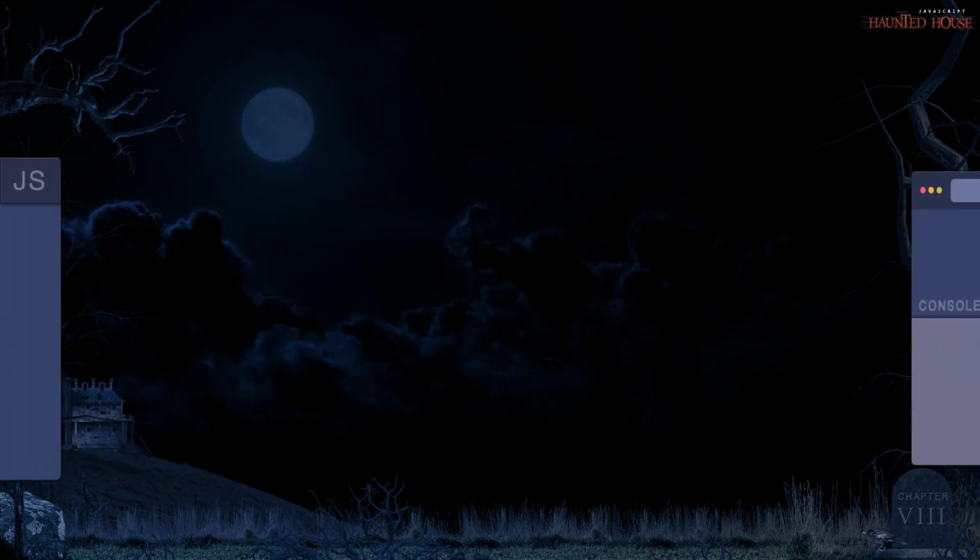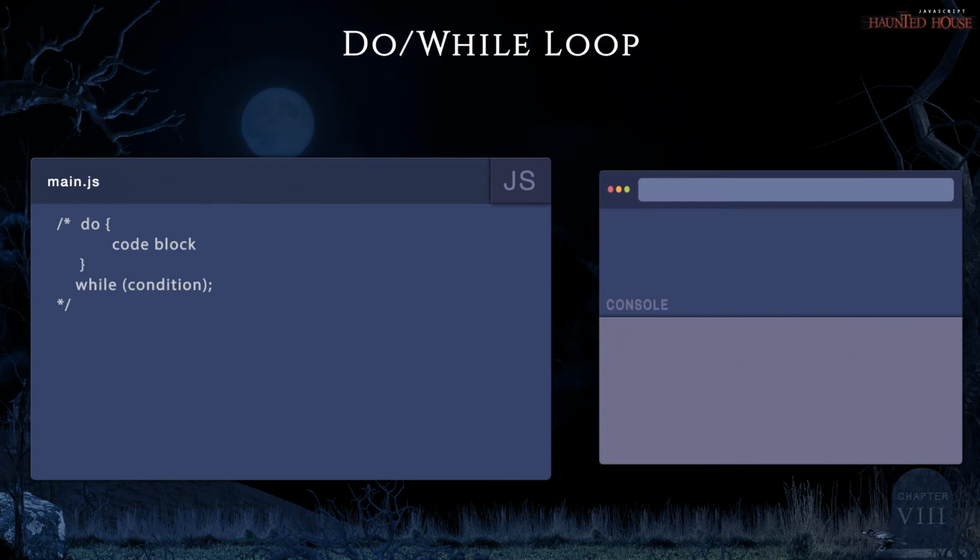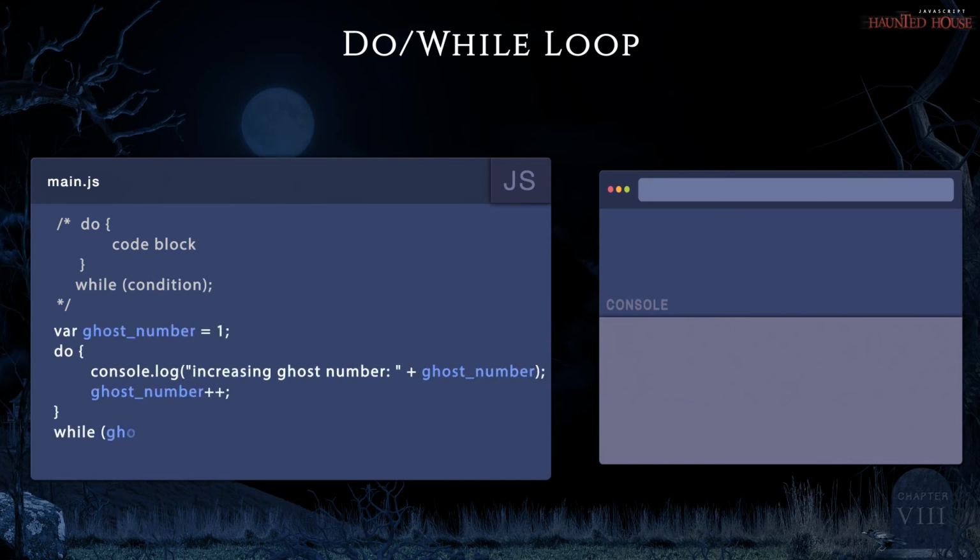Using the same example, increasing the number of ghosts in a house, let's see how a do-while loop works. In this case, the condition goes after the block of code defined inside a do statement.